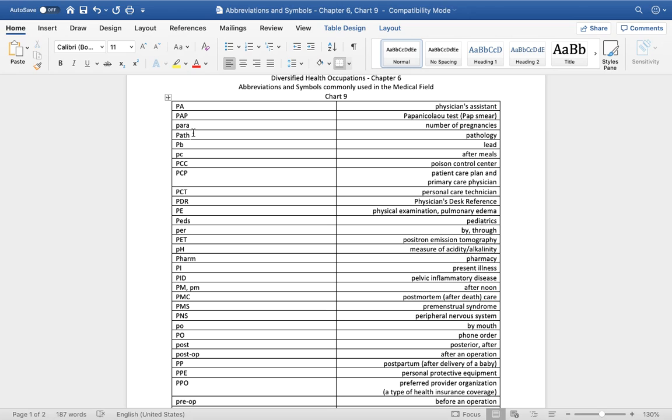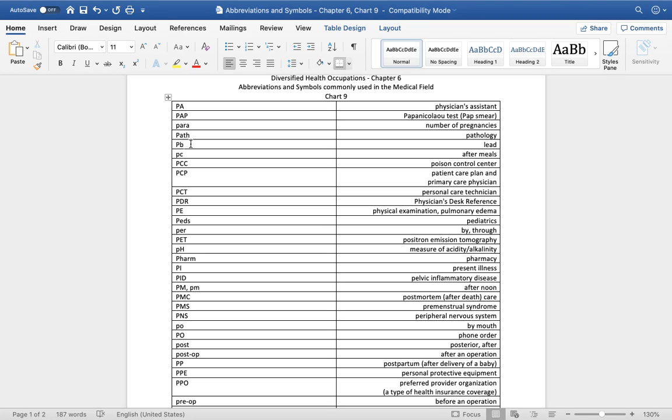Path is short for pathology. This is the study of diseases. If you go into pathology, you can study what diseases do to cells, so you can specialize in histology or toxicology. You can become a pathologist that does autopsies. So pathology, the word itself just means the study of disease.